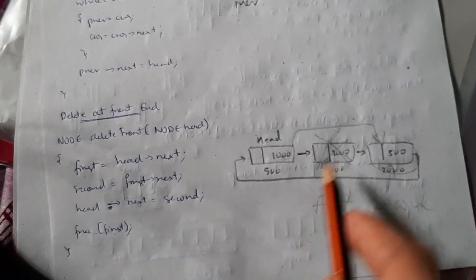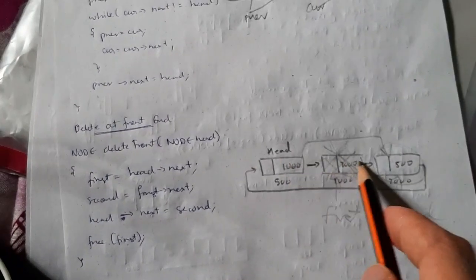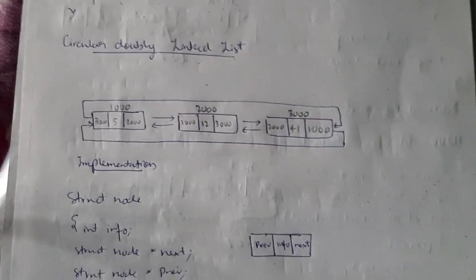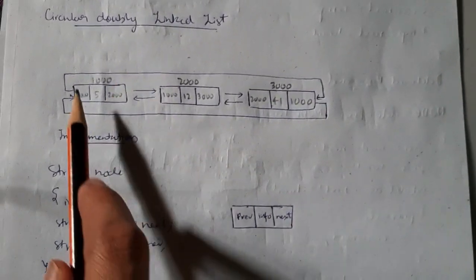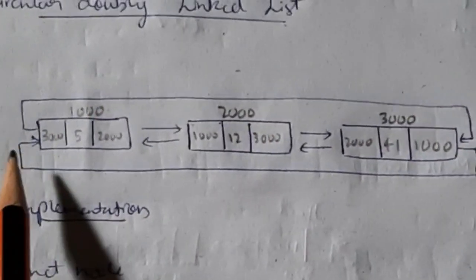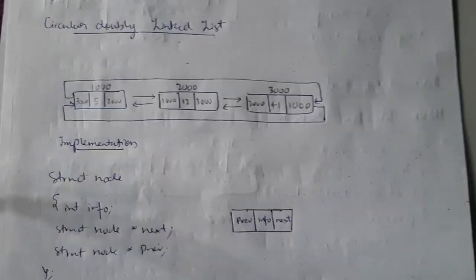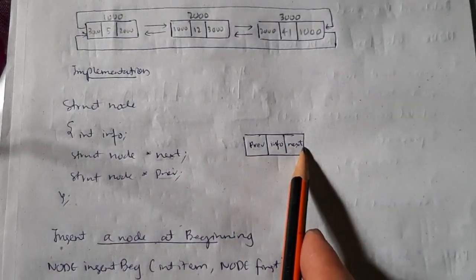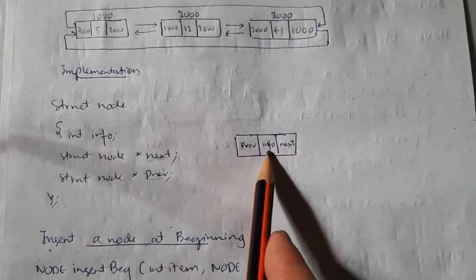I'll free first, so this memory will be deallocated. Okay, so you have deleted the first node. Then coming to circular doubly linked list, it is the same circular list, but it will have the previous location also here. Okay, so the implementation is in this way. Next location and previous location space will be there, and in between info will be there.